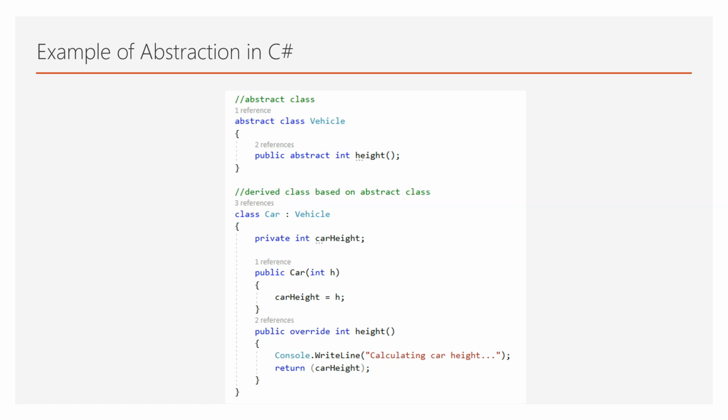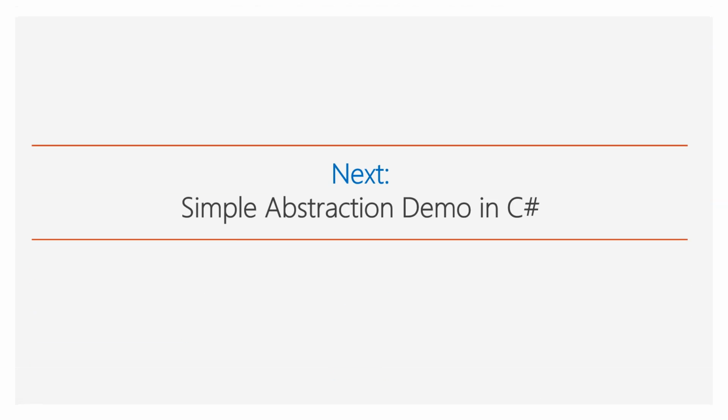So first I created the abstract class. I didn't really know, let's say, what this class should really contain. And then I created the derived class and added more implementation code. So let's see this simple abstraction demo in C# in order to get a better understanding of what abstraction is.